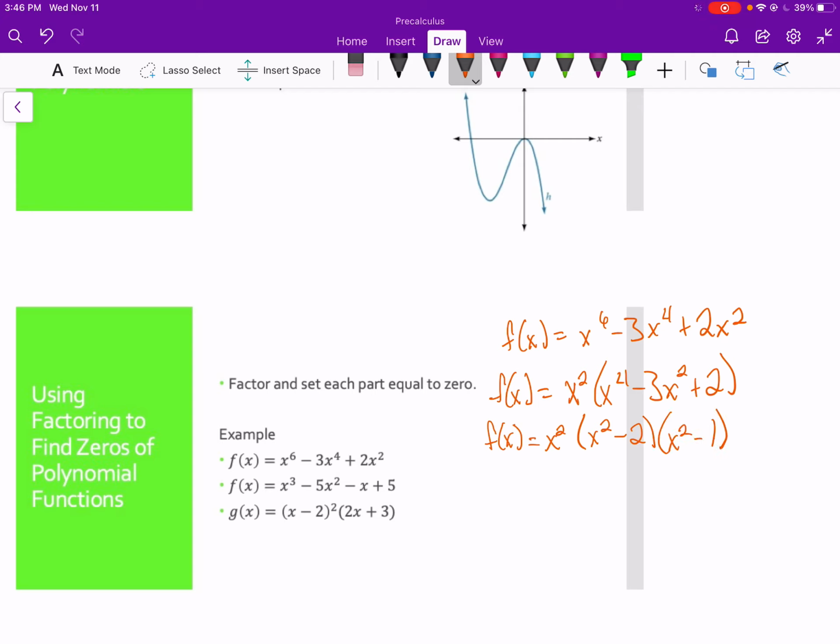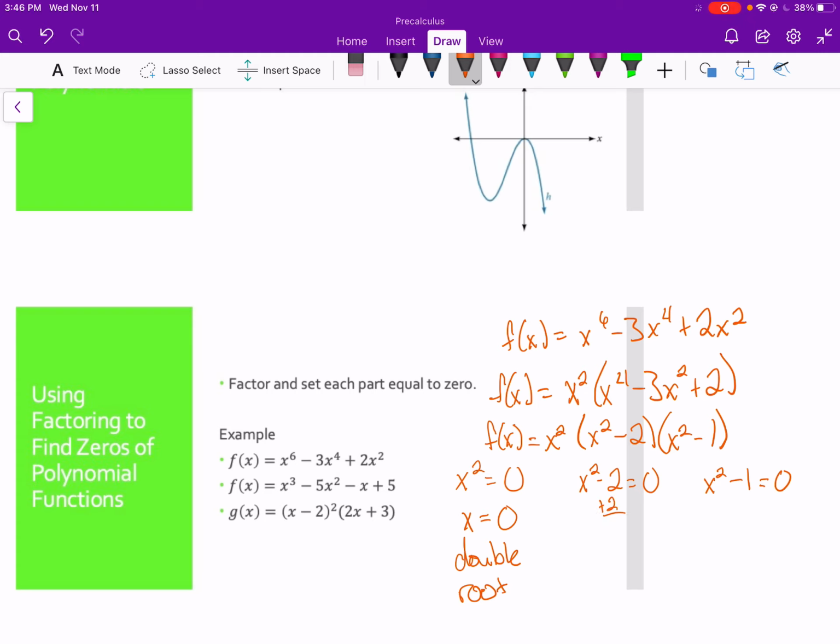Take each of those pieces and set it equal to 0. So x squared equals 0, x squared minus 2 equals 0, and x squared minus 1 equals 0. In this, x is equal to 0, but since we can't do plus or minus, we call this a double root because it technically counts twice.